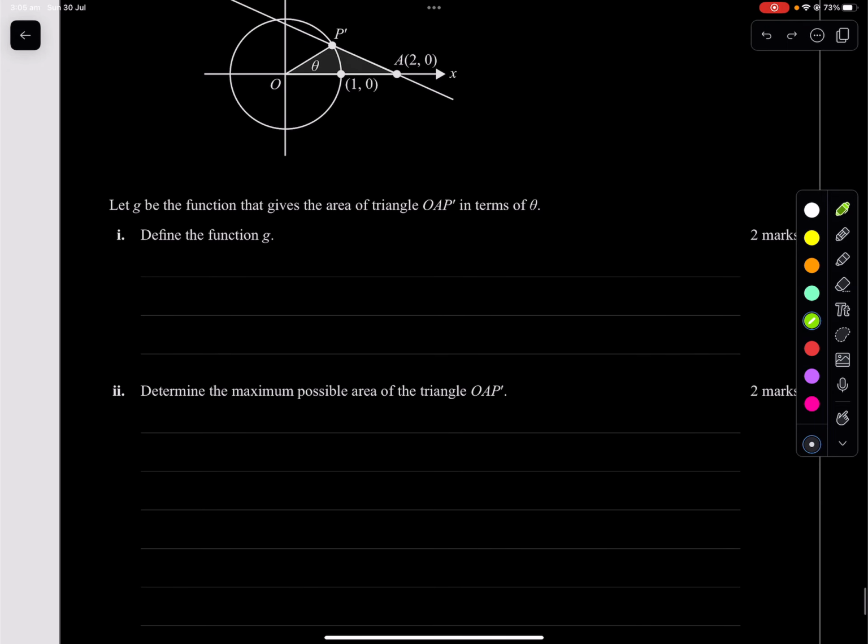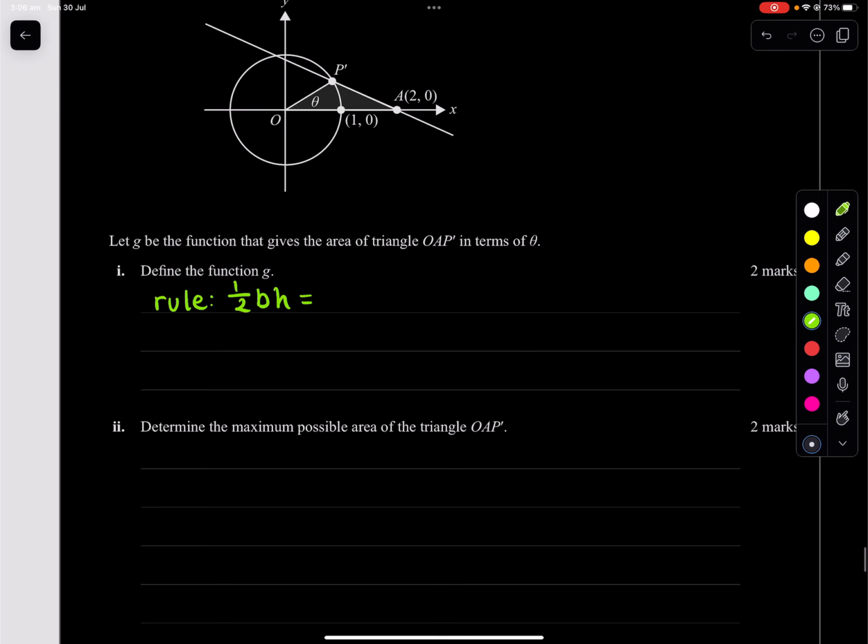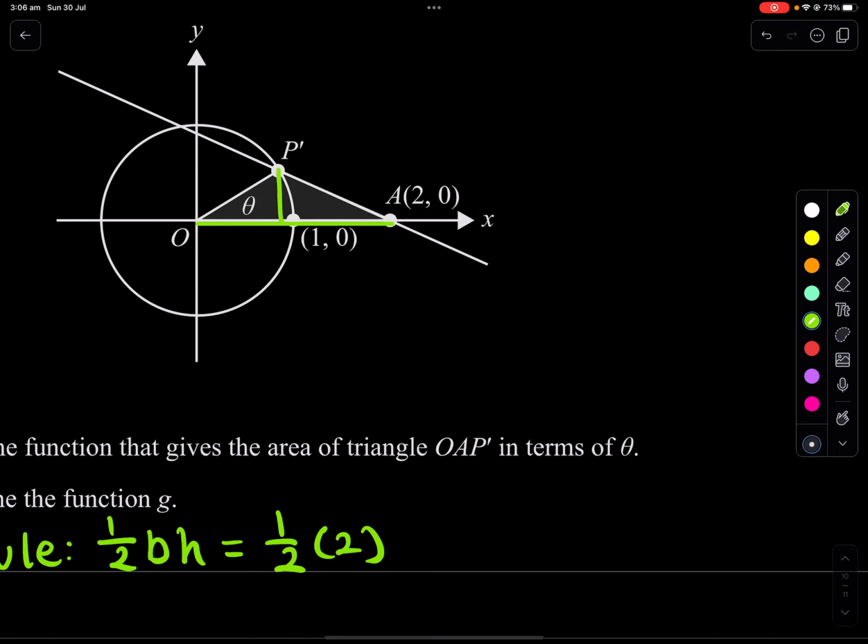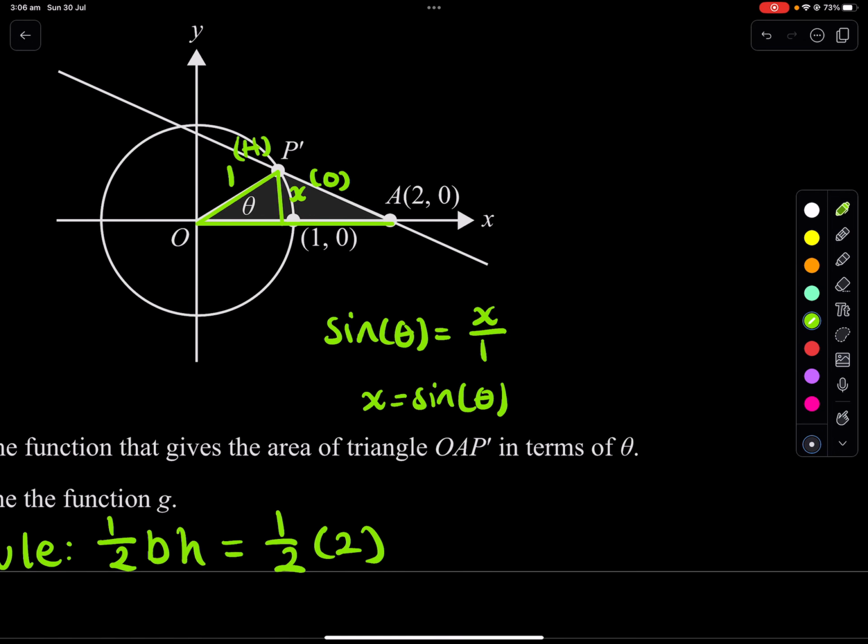Okay, let's find the rule. We know that the area of a triangle is half base times height, which we could write as half. Our base value is this over here, which is 2. And what's our height? Our height is this one over here. We know that this value is 1, and we want to find this value x, your height. So this is our opposite and this is your hypotenuse. So sine theta is equal to x over 1, so x is equal to sine theta. That's your height. Your height is just sine theta.